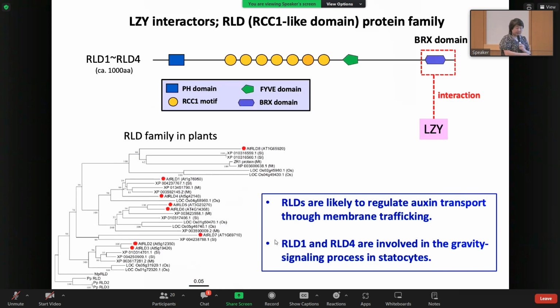So we isolated RLD family proteins as interactors for LZY proteins. The RLD family proteins are well conserved among a broad range of plant species, and RLDs interact with LZY via the C-terminal BRX domain. I don't show the data here, but we have demonstrated that RLDs are likely to regulate auxin transport through membrane trafficking, and also that RLD1 and 4 are involved in the gravity signaling process in the starch sheath.